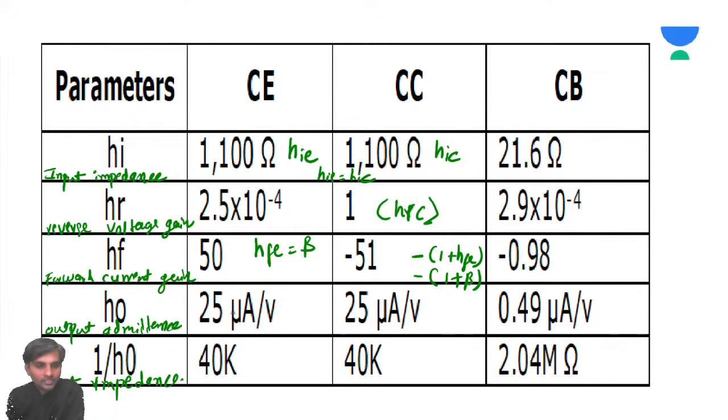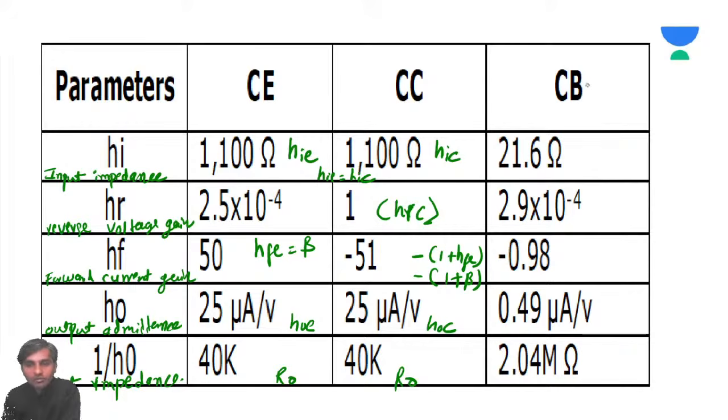And H naught is the same. What is H naught, sir? Can I call this R naught? So output resistances are the same. It means output admittance, both of them are the same. HOE is the same as HOC. So for common emitter and common collector, all of them are the same except the voltage gain. But the voltage gain for a common collector is going to be unity.